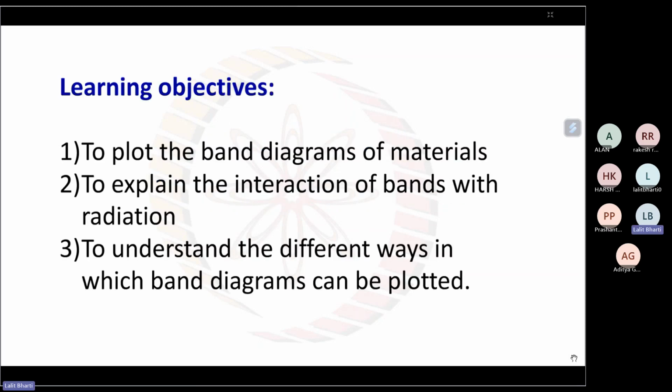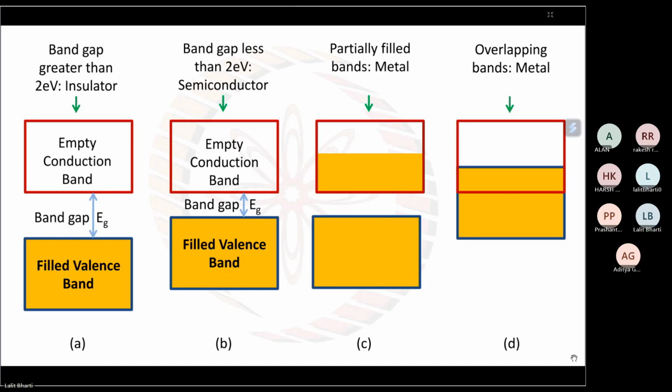The learning objectives for today's session are to plot the band diagram of a material, to explain the interaction of bands with radiation, and to understand the different ways in which band diagrams can be plotted. Basically, band diagrams are E-k diagrams. These are very simple representations, so if you are slightly familiar with band diagrams, you will understand these things clearly.